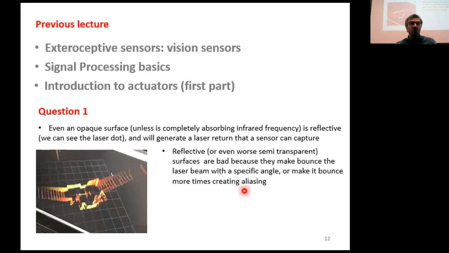But whenever there is a reflective or, even worse, a semi-transparent surface like glass, then this is very bad because they can reflect with a precise angle, so the sensor cannot detect it. Or in the case of glass, they can bounce many times and create aliasing. This is a situation in which you have a LiDAR, a laser pointing at a stair, and behind the stairs there is a window, and you see a ghost detection of another stair, while in reality there is only one stair.